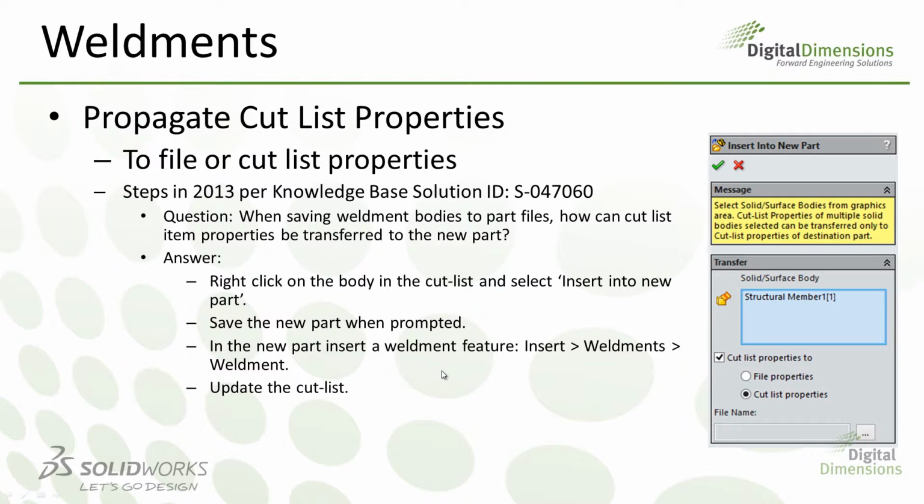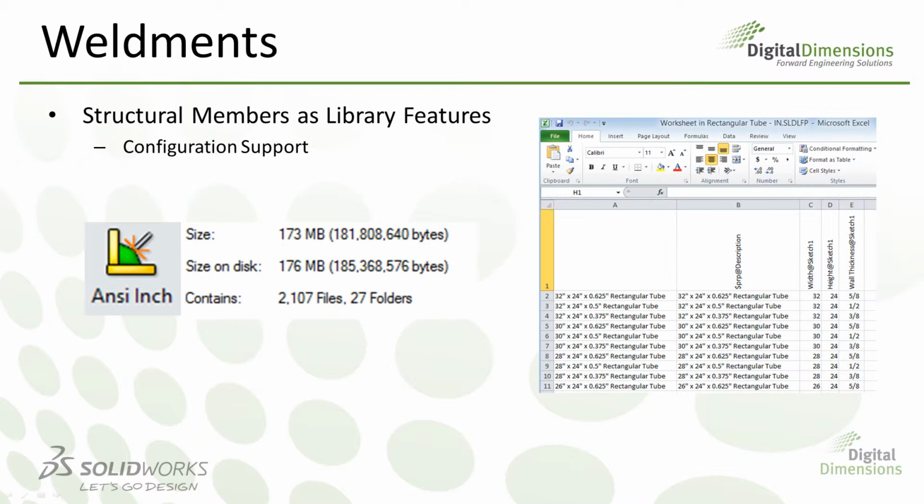And that's Propagate Cut List Properties Enhancement to 2014. The other big enhancement to Weldment functionality in 2014 is the Structural Member as Library Features enhancement. Basically what this boils down to is just configuration support. They were always library feature parts inside of a folder that you map to for Weldment profiles, but they didn't have any support for configurations. And this is kind of a big issue.